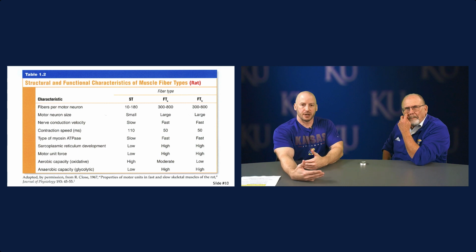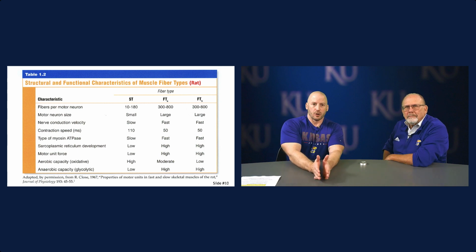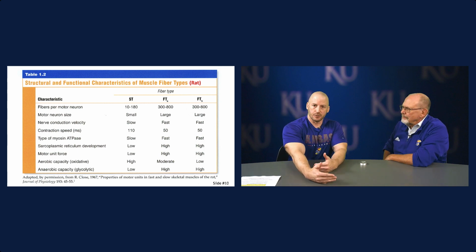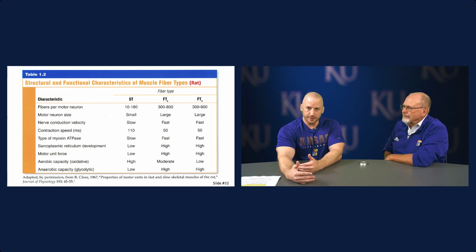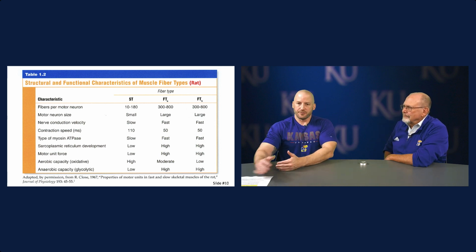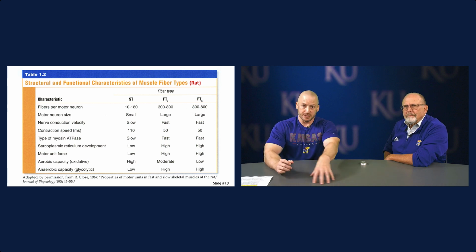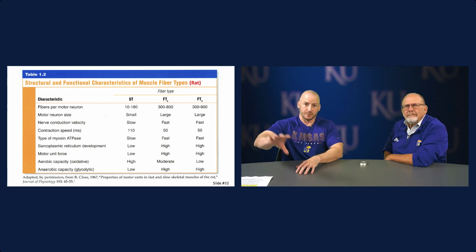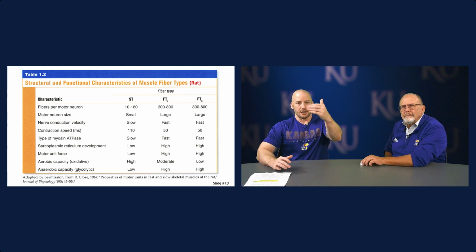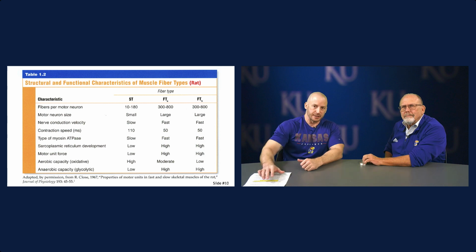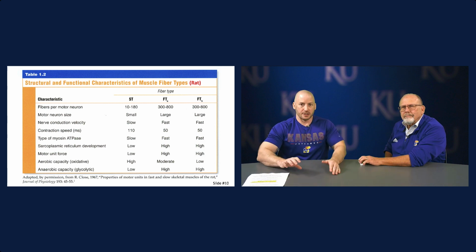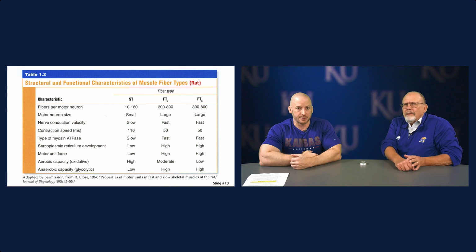I think it helps people understand what the differences are between an ST, a slow twitch type 1 fiber, and a fast twitch A fiber, which is in the middle column. And then a fast twitch B, which remember is B because in animals it's B, but in a human we now call that fast twitch X. So maybe you can talk about some of the different characteristics between the slow twitch type 1s and the fast twitch type 2 fibers.